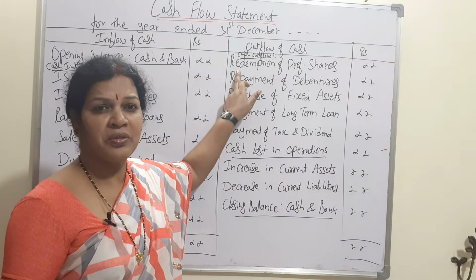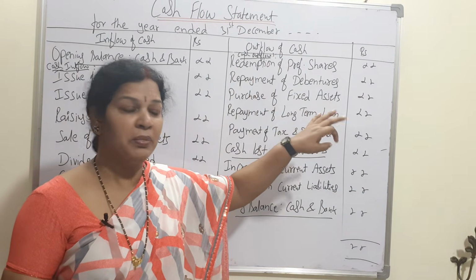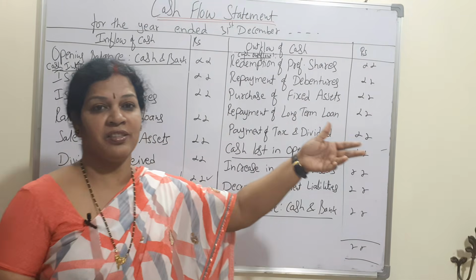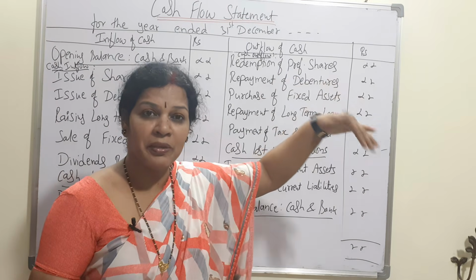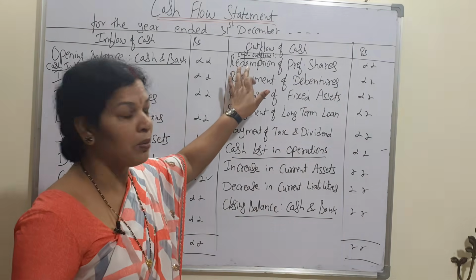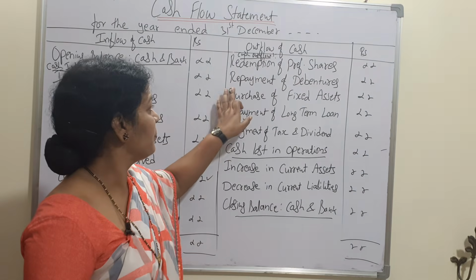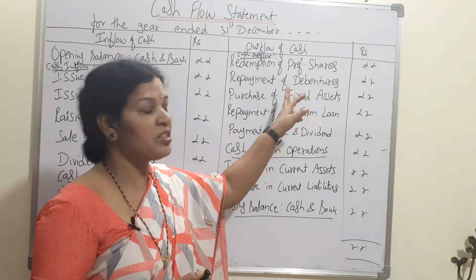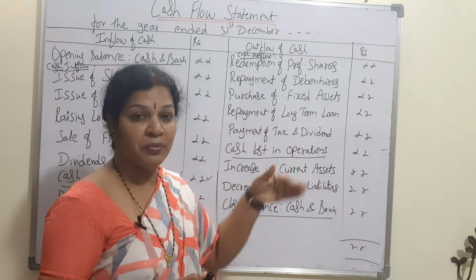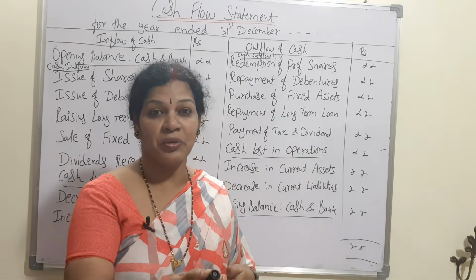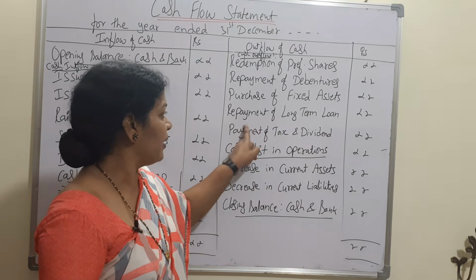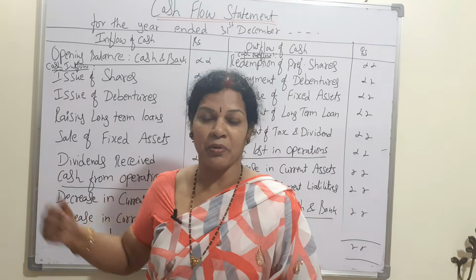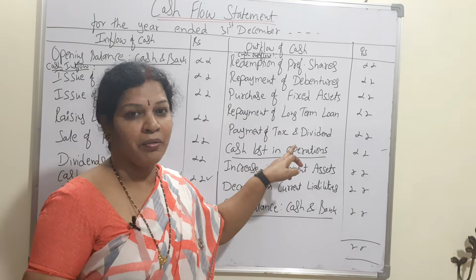Most of the transactions are repeated same like fund flow statement. First one is here, redemption of preference shares, means we are paying back these preference shares. We are paying it back means cash is going out. So it is one of the outflows. We are giving a heading of outflow of cash. Next, repayment of debentures. Debentures also we are paying back, means cash is going out. So it's outflow. Purchase of fixed assets. When we are purchasing asset, cash is going out. So it is outflow. And repayment of long-term loan. When we are taking long-term loan, it's cash inflow. When we are paying it back, it's outflow.